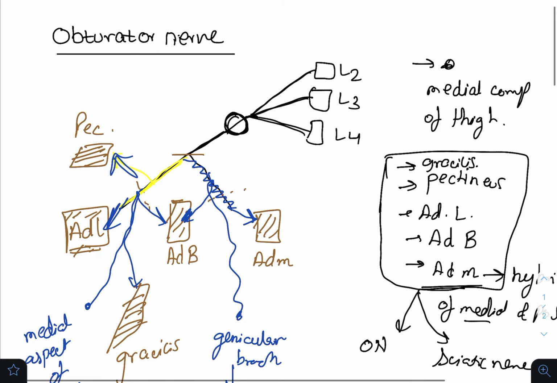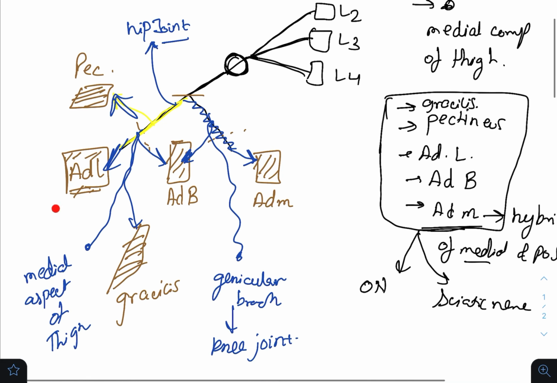We may also note that the anterior branch also gives a branch which gives supply to hip joint. So anterior division, posterior division. Anterior division between adductor longus, adductor brevis, supplying pectineus, hip joint, adductor longus, gracilis, adductor magnus, and the medial aspect of thigh.